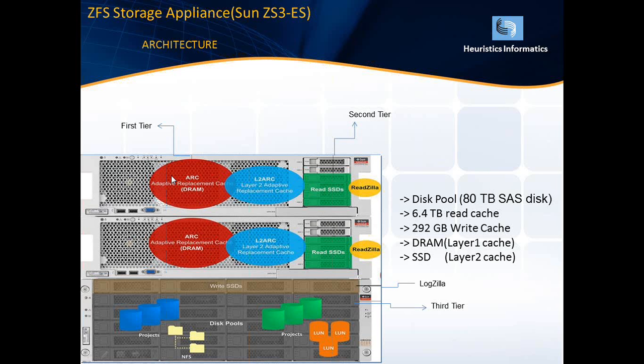Within each and every storage head, we have the ARC, which is DRAM, dynamic RAM, and we have the L2 ARC, and read SSDs, with a capacity of 292 GB of write cache and 6.4 TB of read cache. So what is meant by read cache and write cache? Each storage node, called the storage head, acts as a read cache in response to each and every read request. This read cache will store whatever data has been retrieved by the user.